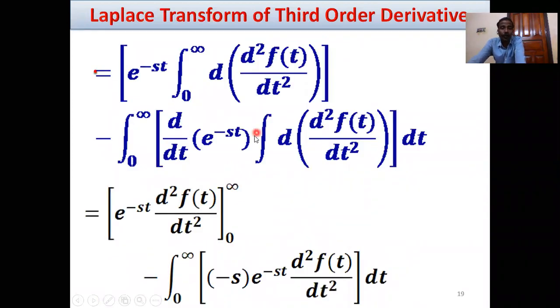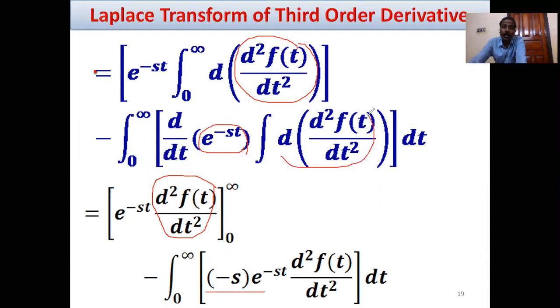Then integrate. First function e to the power minus st, and d of function equals this, the d of function. So this is the integration, and the second term, 0 to infinity, this derivative equals minus s e to the power minus st, and d of something equivalent to something. So this is the d2f(t)/dt2.